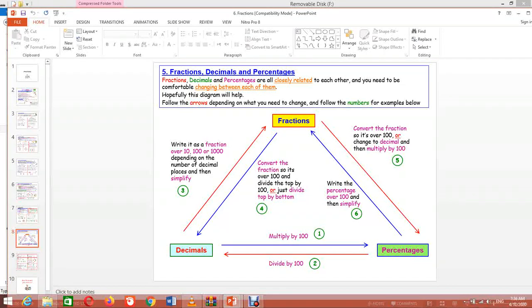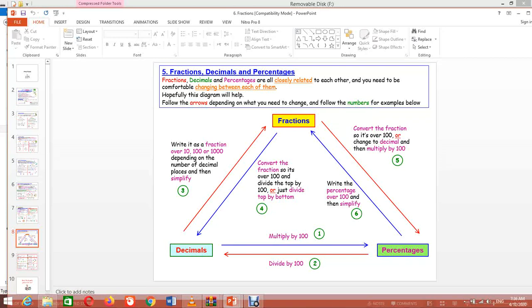Fractions, decimals, and percentages. Fractions, decimals, and percentages are closely related to each other, and you need to be comfortable changing between each of them. And I strongly believe this diagram will go a long way to help you students. Follow the arrows depending on what you need to change, and follow the numbers for examples below.